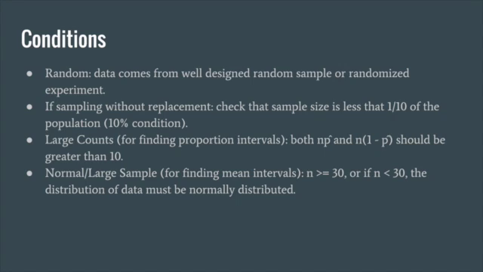If you're using proportion intervals or a z interval, you have to check that both n times p hat and n times 1 minus p hat should be greater than 10. And then if you're using mean intervals or a t interval, you should check that your sample size is greater than or equal to 30. If it's less than 30, then the distribution of data must be normally distributed.